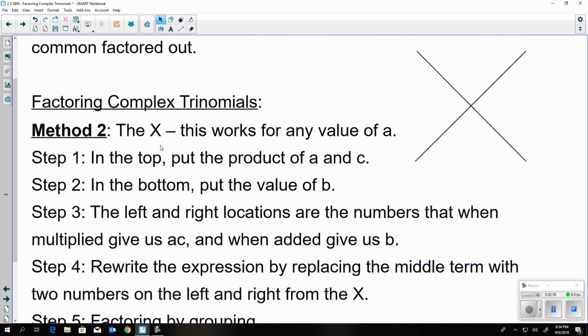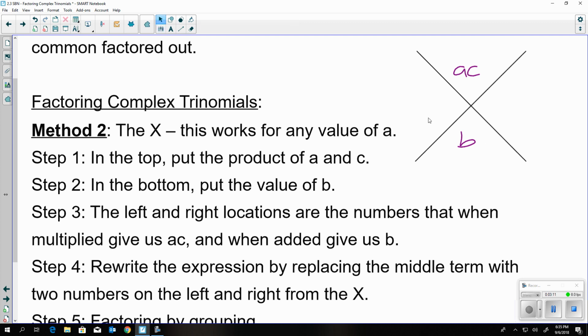But going through the steps, I just make an X, and then I start to fill in these missing pieces. So we have 4 pieces. We're going to fill in 4 things. So at the top, I'm going to put the product of A and C. That means I'm going to multiply the value of A times the value of C. So that number is going to go there. The value of B goes in the bottom, so that would go there. And then on my left and right, they're going to be 2 numbers that multiply to the top and add to the bottom. So this is very similar to what we did before. We just are going to have to do an extra step to get to our answer.